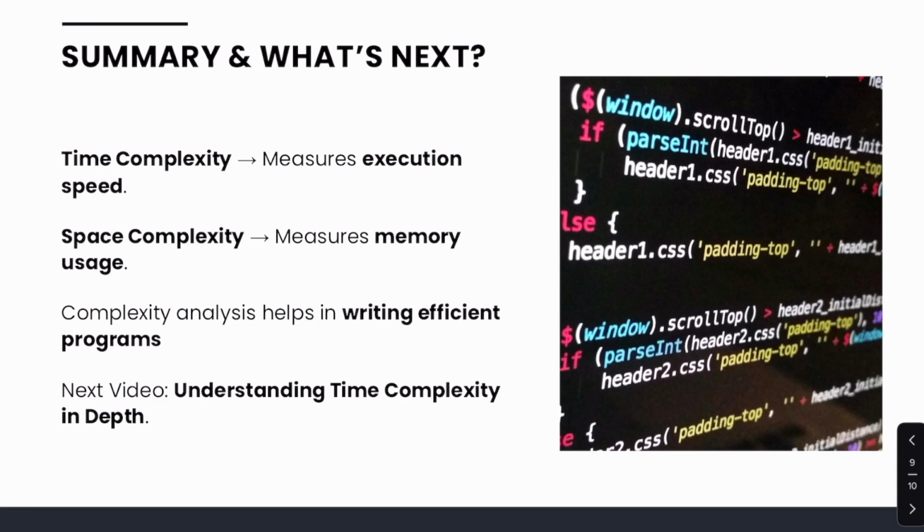So let's summarize what we have learned today. First, time complexity we have discussed. It measures how fast an algorithm runs. And space complexity tells us how much memory it needs. And at last, we discussed complexity analysis, and why it is so important for optimizing performance in real world applications. In our next lesson, we will dive deeper into time complexity and learn how to measure it properly using the big O notation.